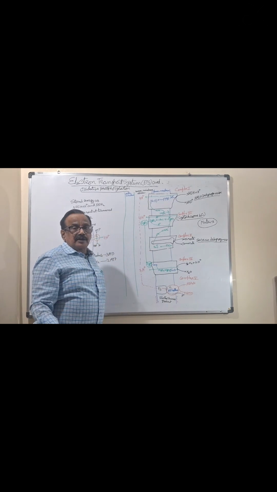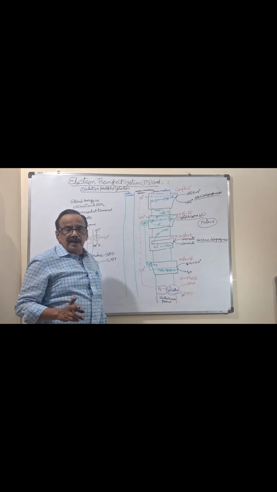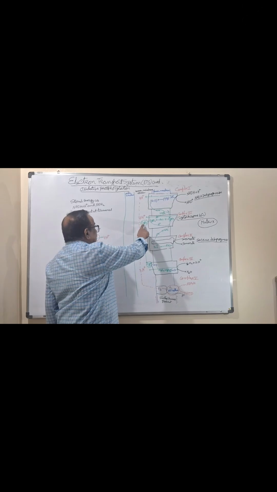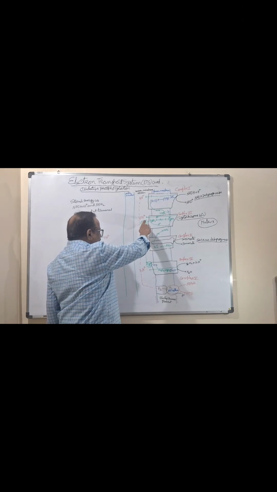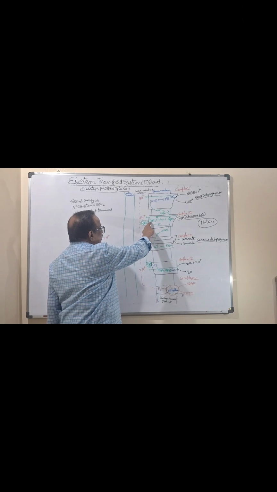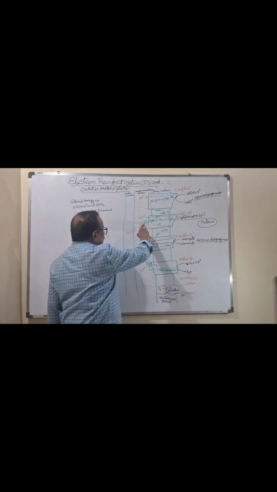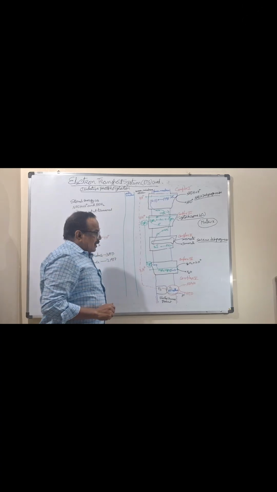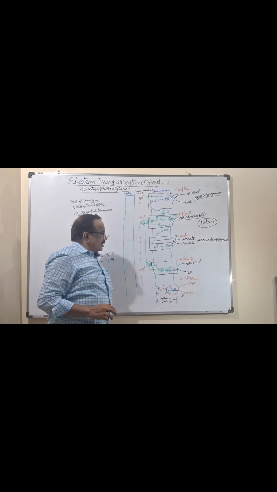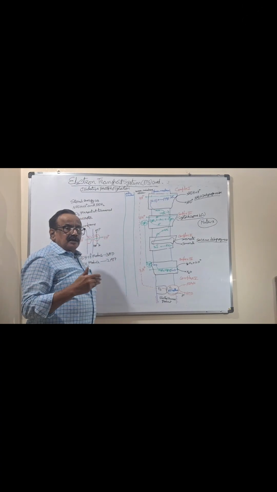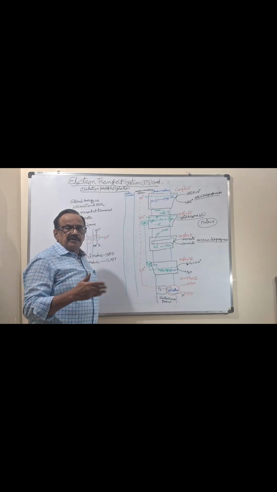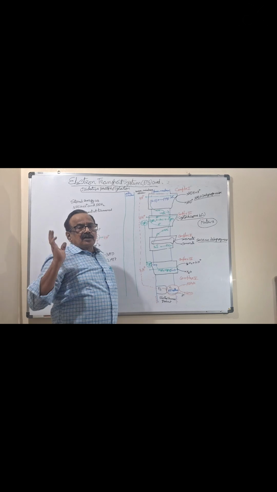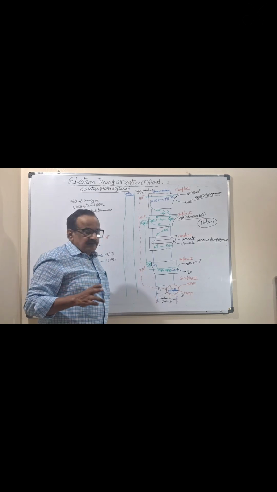This is also a most important point. It is also called the electron mobile carrier. This mobile carrier, cytochrome C, receives the electrons from cytochrome C1 and carries them to complex number 4. In complex number 4, the electrons will be received by oxygen and converted into water.